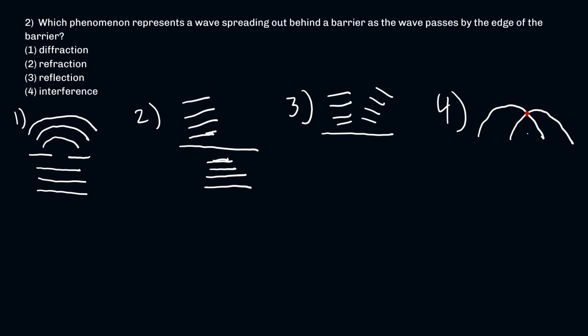It says that the wave is spreading out behind the barrier as the wave passes by the edge of the barrier. It's going to be diffraction, answer choice 1 here, because as it goes by the barrier, it's going to spread out or bend around the barrier. That's what's being described in this situation here. So answer choice 1 is going to be my answer. So let's move on to my next example.